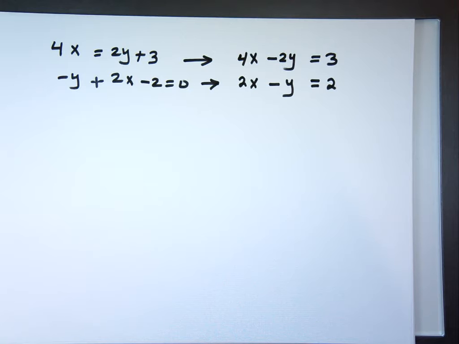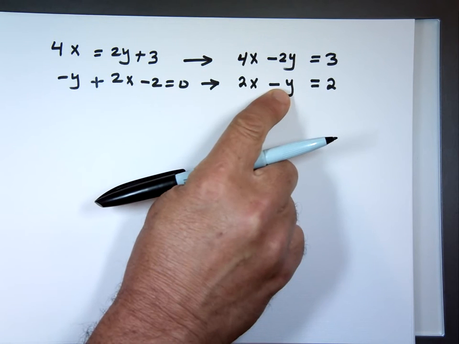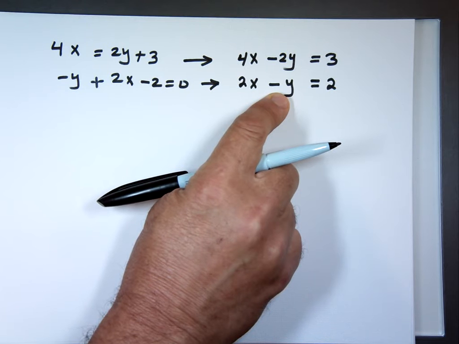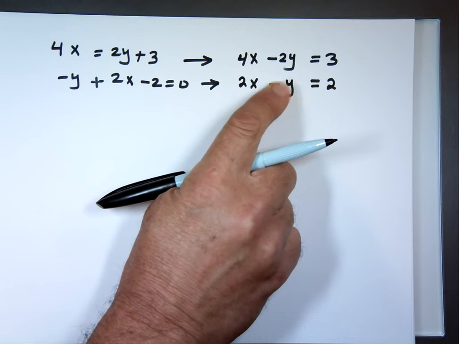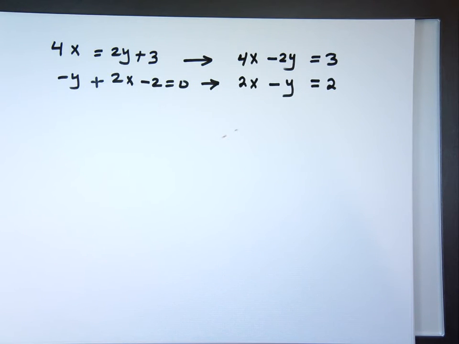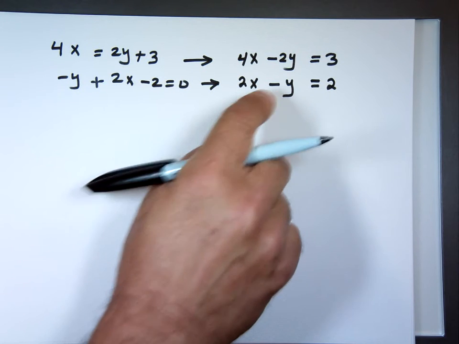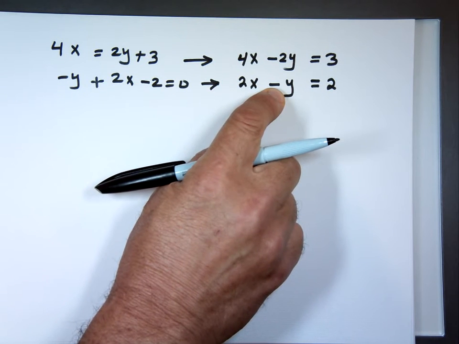Now what do you want to cancel, x or y? It's up to you. Y? So I need to make sure that one of them has to be plus 2y. If I make this plus 2y, it cancels the minus 2y. How do you make that a plus 2y? Multiply the whole equation by negative 2.